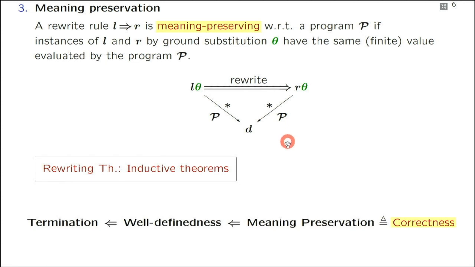Among these three properties of correctness, the relationship is as follows: meaning preservation implies well-definedness, which also implies termination. So in this talk, I define meaning preservation as the correctness property of rewrite rules, because this is the strictest notion of correctness. Also note that to prove meaning preservation, we also need well-definedness and termination. So both of these are also important to establish meaning preservation.